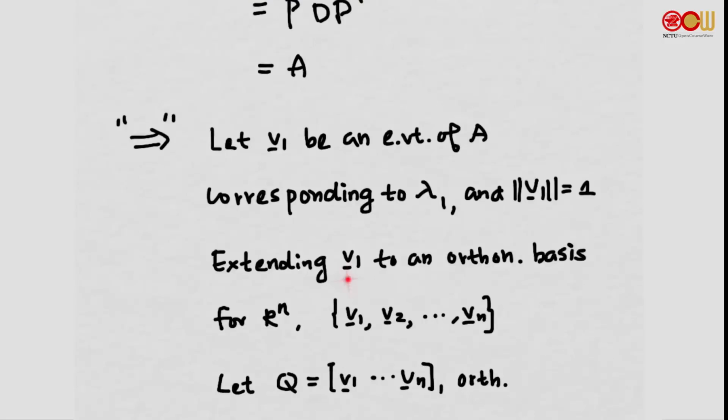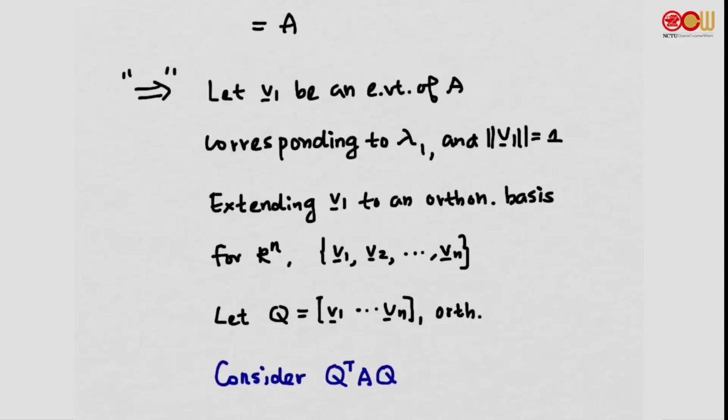Let's extend V1 to an orthonormal basis for Rn, V1 to Vn, and put these vectors in one matrix. This is Q, an orthogonal matrix. Now let's consider the product Q transpose A Q. We will see in a minute that this matrix has some very special property, and it will help us to see why A can be diagonalized. First, let's look at this matrix and see, would this matrix be symmetric?